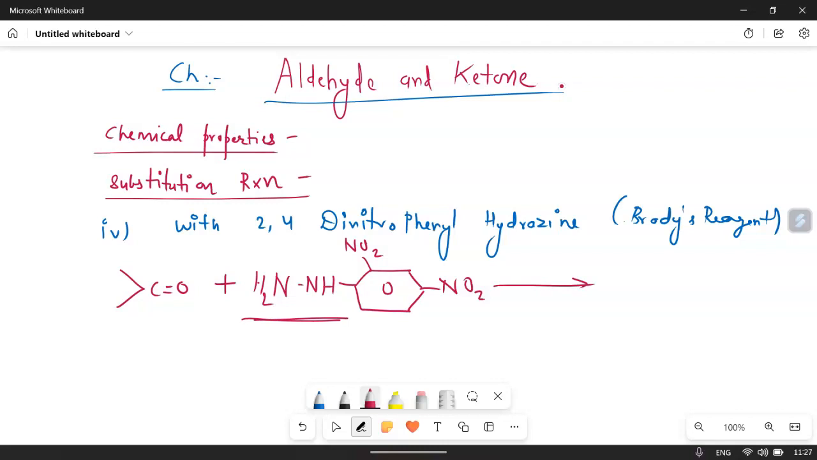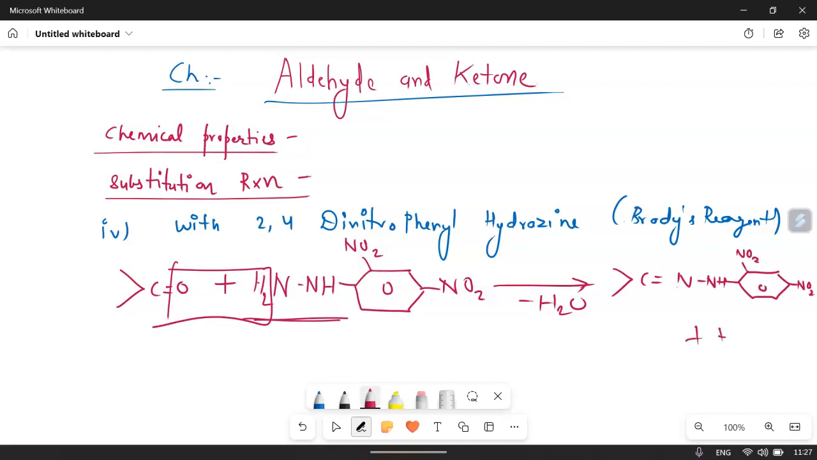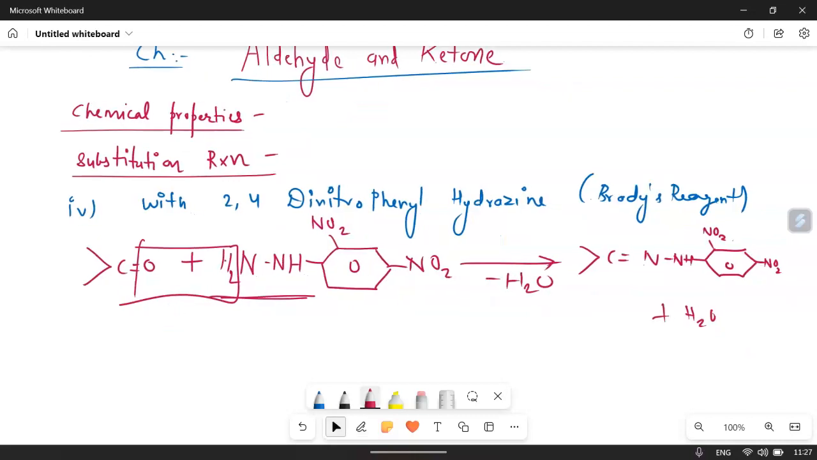Okay, so whenever the reaction occurs, you have to subtract the water molecule. That will be your this. After subtracting this water molecule, you will get the result, that is double bond, and all you have to add NH, NO2, NO2, and it is benzene. So this will be your product plus water molecule goes out. So this will be your reaction. We call it 2,4 dinitrophenylhydrazones.